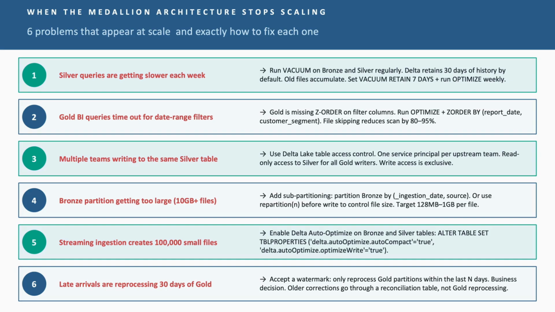Then the last problem, the sixth problem: late arrivals are triggering 30 days of gold reprocessing. The fix is to accept a watermark: only reprocess gold partitions within the last n days, 7 days, 14 days, whatever the business agrees to. Older corrections go through a separate reconciliation table. You cannot afford to reprocess 30 days of gold for every late arrival, which is really massive. Okay.